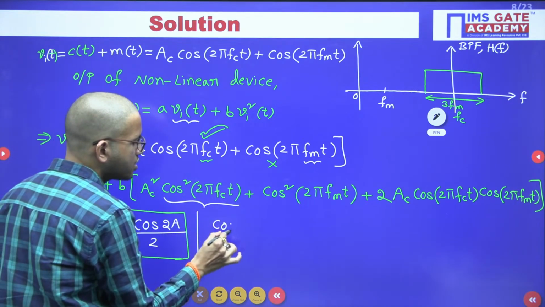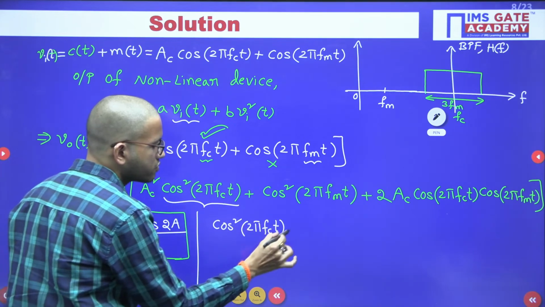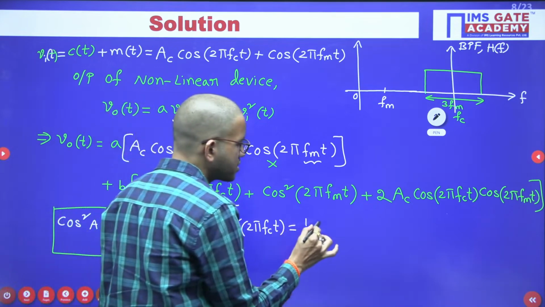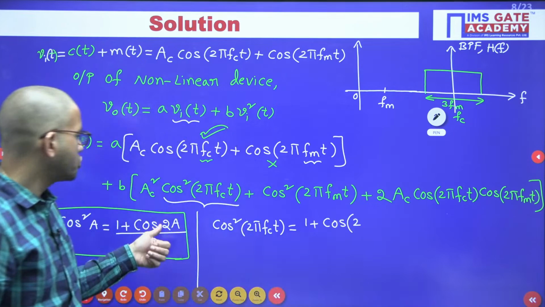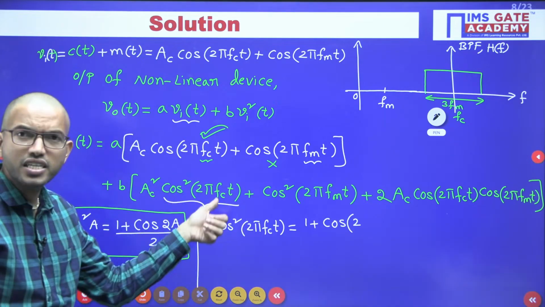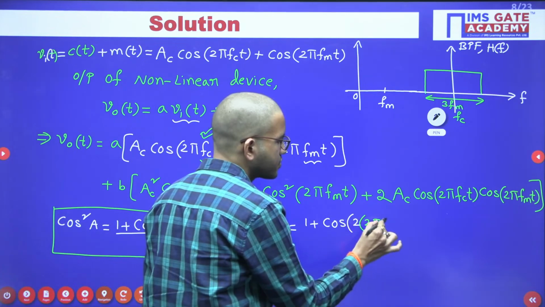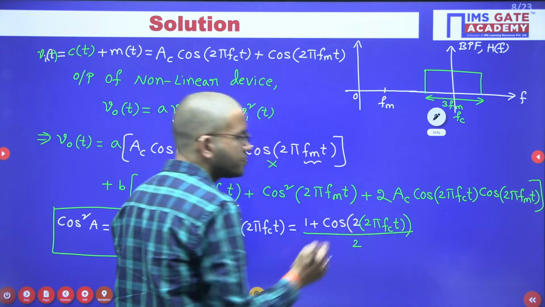You are having cos square 2 pi fc t. By using this equation, you will get 1 plus cos 2 into A, where A is nothing but this entire term. That means you are going to get 2 pi fc t, divided by 2.